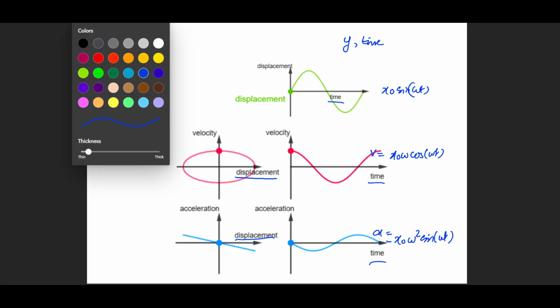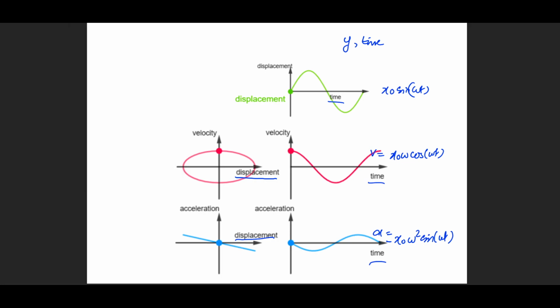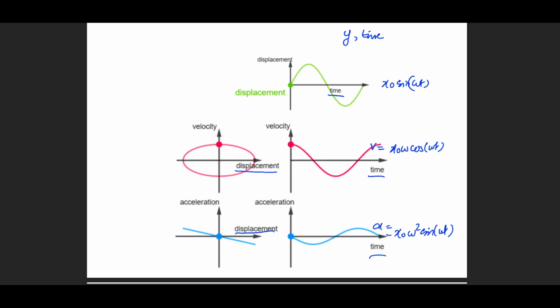So what we've done in this situation is eliminate time, and we involve displacements. The equation for velocity in terms of displacement comes out as omega under root x naught squared minus x squared. And over here, the acceleration equation in terms of displacement comes out as negative omega squared x. Now, x could be any displacement, right? You can take any displacement.